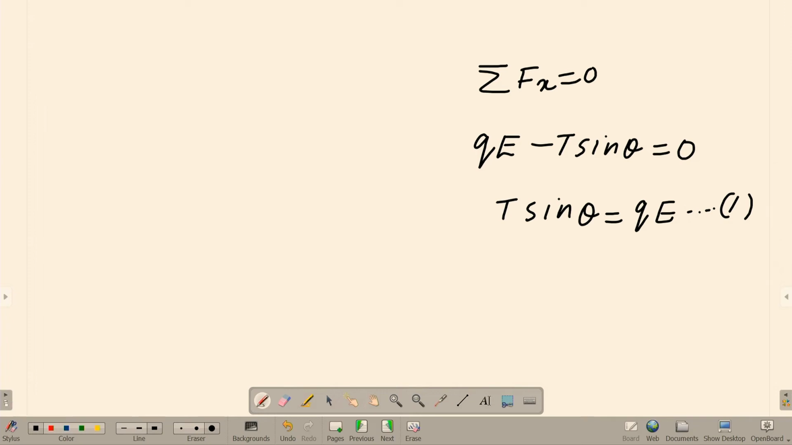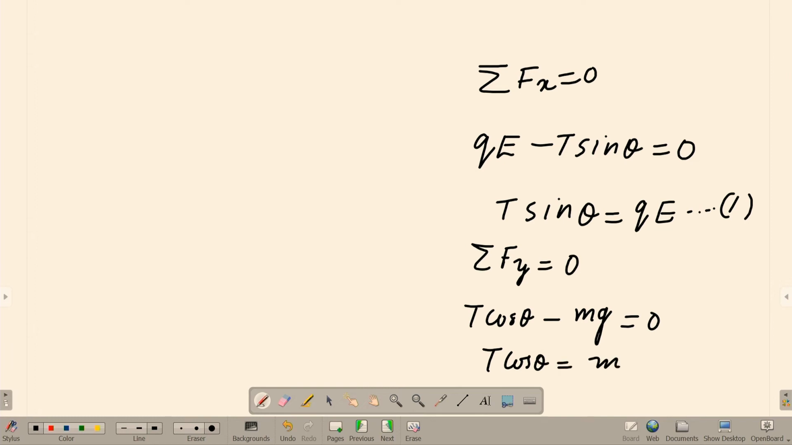Similarly, when you apply sigma Fy equal to 0, in the y direction T cos theta is acting in the positive y direction, and minus mg is acting in the downward direction, the minus y direction, and that should be equal to 0. So we get another equation, T cos theta is equal to mg. Equation number 2. Now I am dividing 1 by 2.